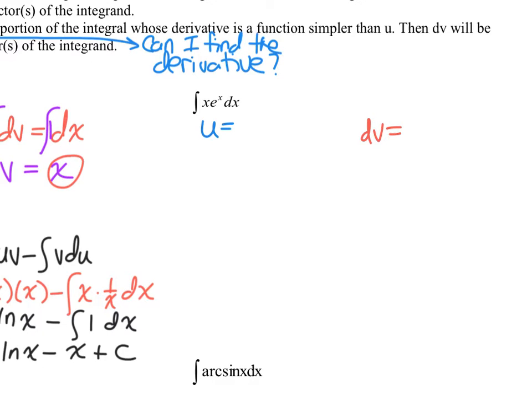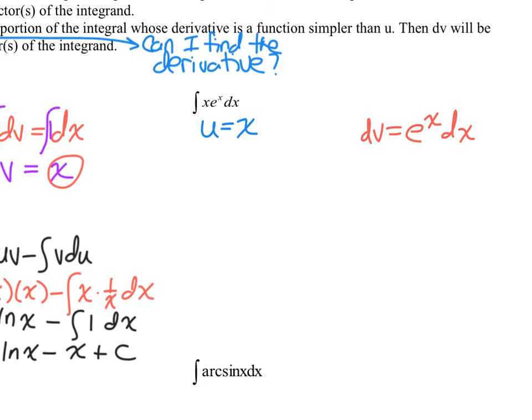So the x will get simpler. I would lean towards making my u x, because anytime I can make my situation simpler, I want to do that. Also, I'd be thinking through the antiderivative process, I don't want to make things more complicated if I can avoid it. While my derivative should make things simpler, my antiderivative should keep things from getting more complicated. And that works here because e to the x is not going to get any more complicated when I take the antiderivative. It's going to stay exactly the same.